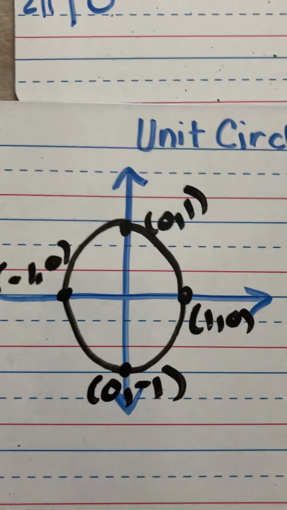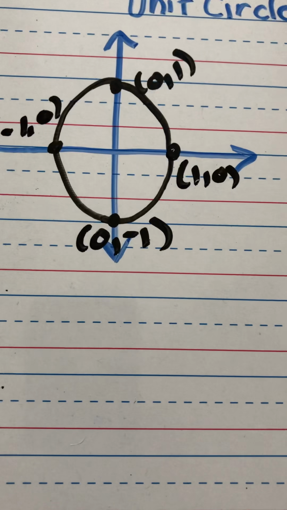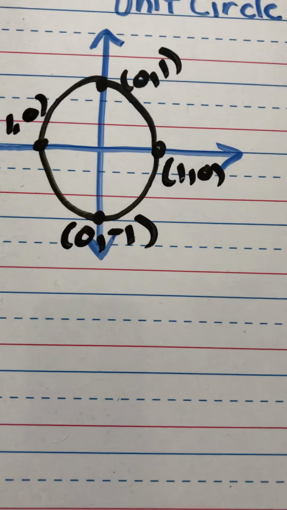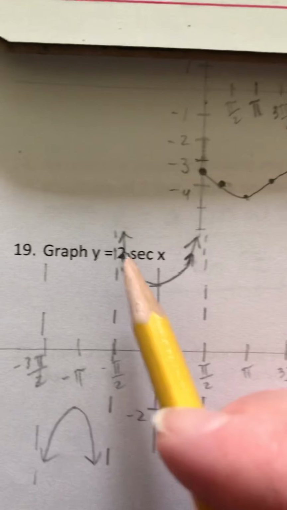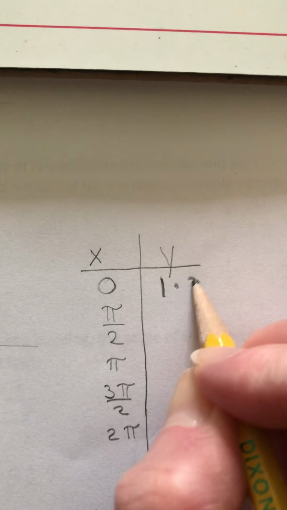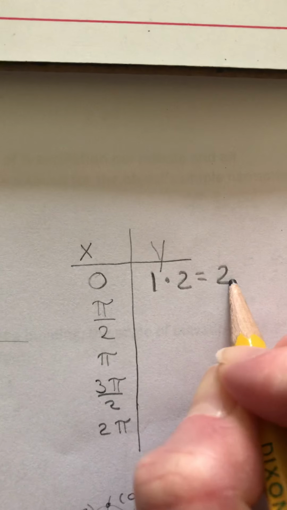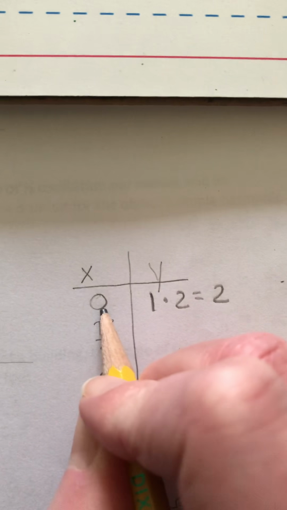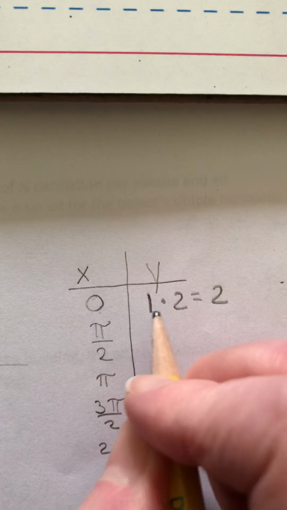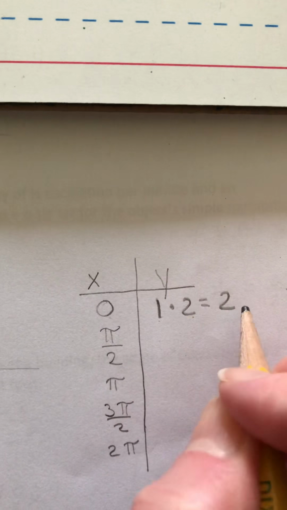So the reciprocal of that should be 1. So the secant is the reciprocal. However, this 2 here tells us I'm going to multiply this by 2. So 2 times the secant of 0 would be 2 times 1, which is 2.